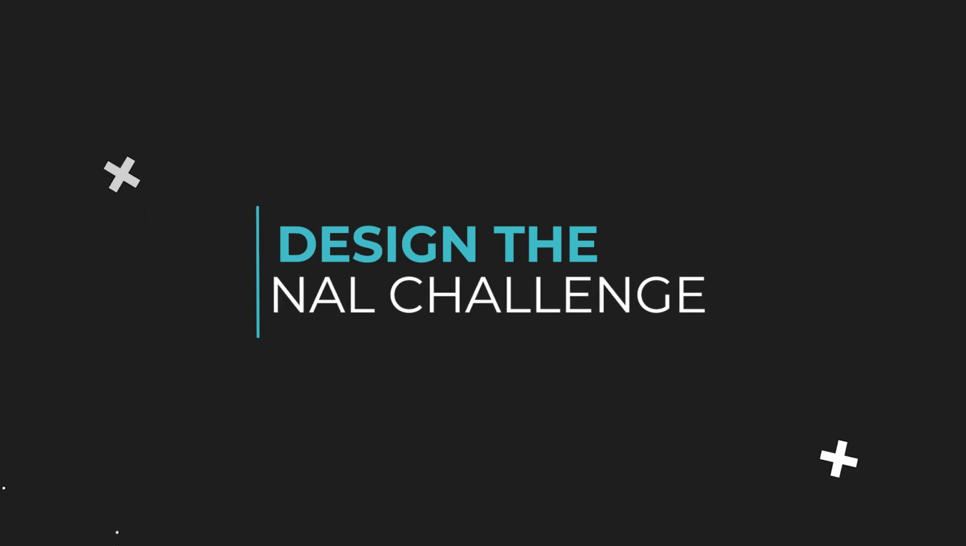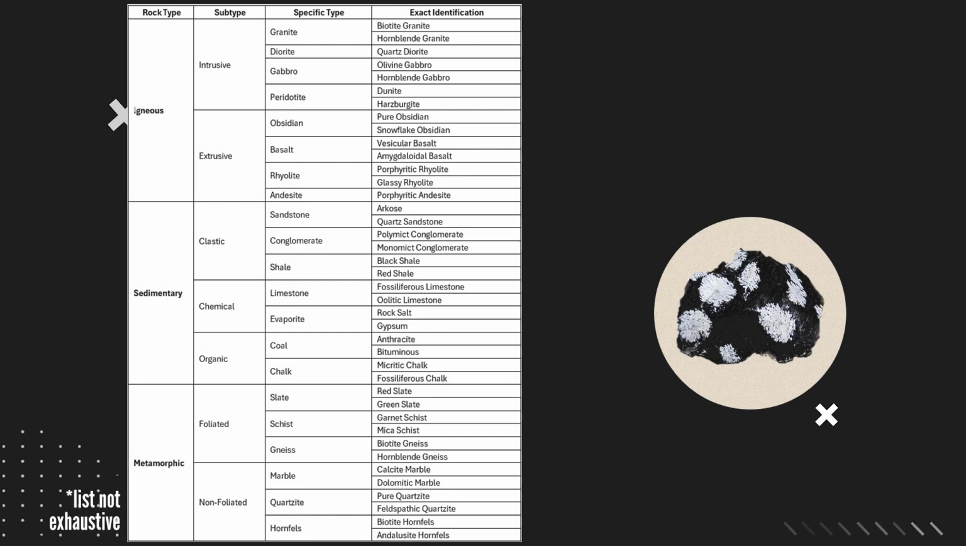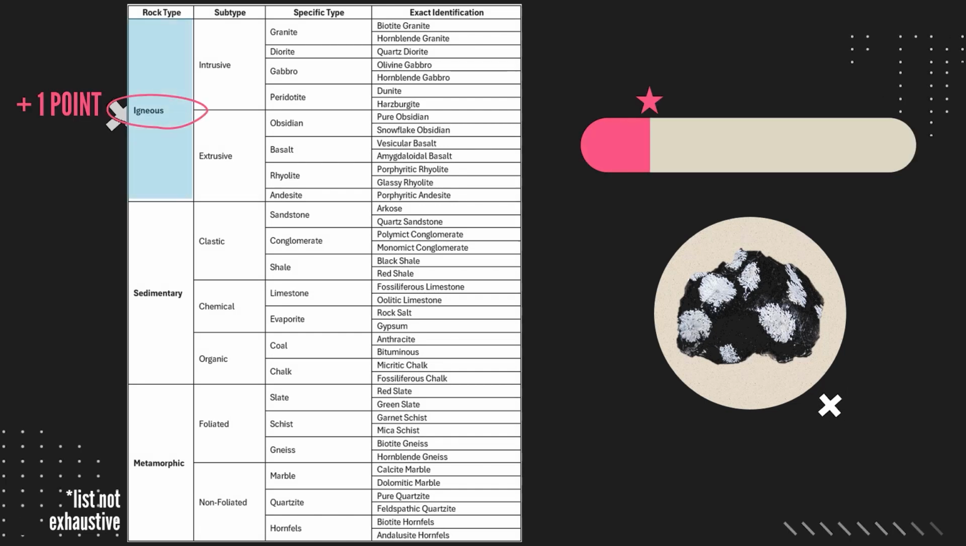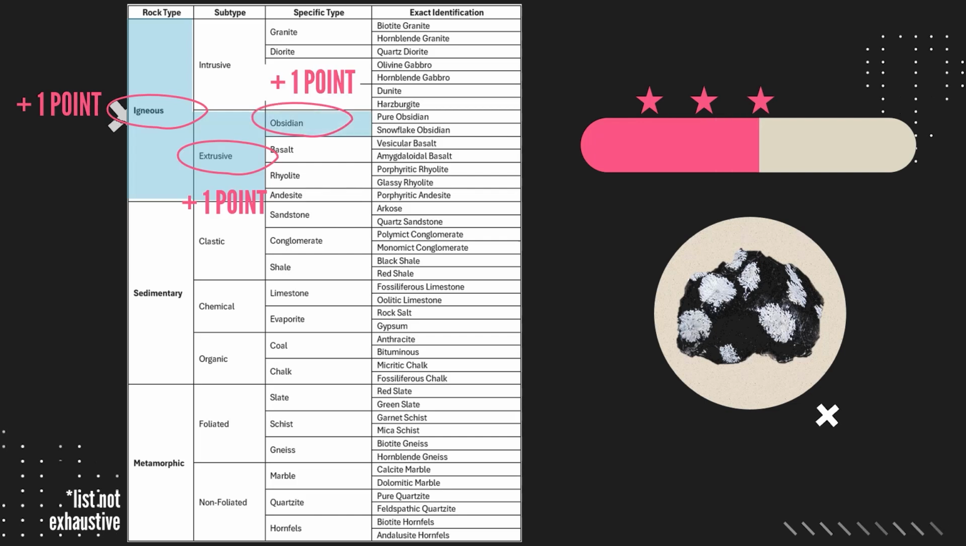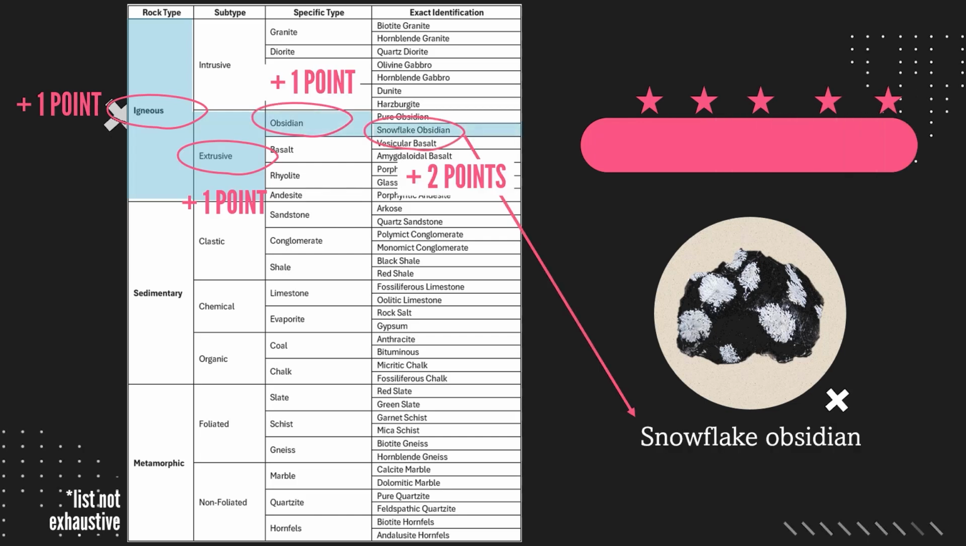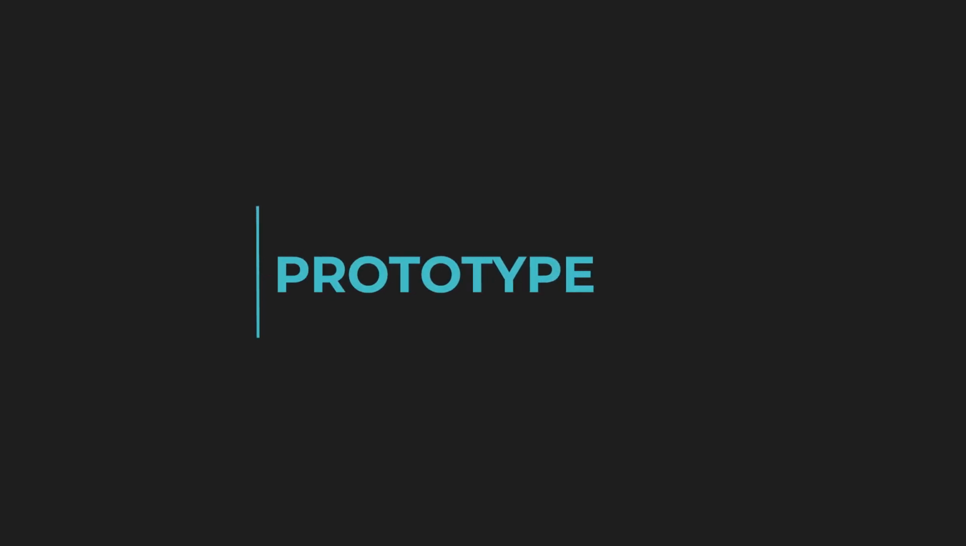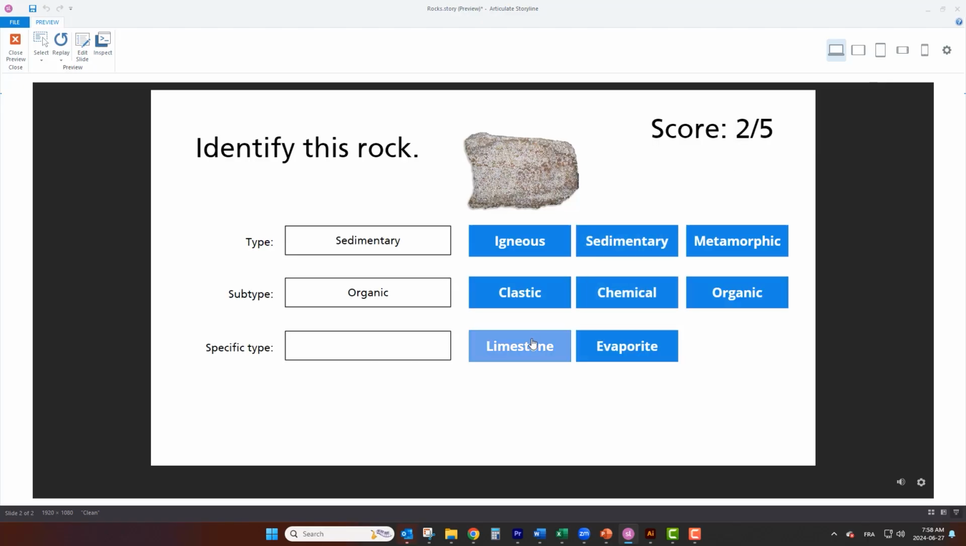I always start with my final challenge. What should the person be able to do perfectly by the end of this training? I imagine it's going to be something like I'm given a rock and I can place it in one of these groups. The more precisely I pinpoint it, the more points I get. So if I can only put it in one of these 3 major groups here, that's 1 point. Then 1 more point if I get the subtype, 1 more for specific type, and maybe 2 extra points if I get the exact identity. Also, as usual, I'm going to create a very basic functional prototype of this right away. Here's what that looks like.